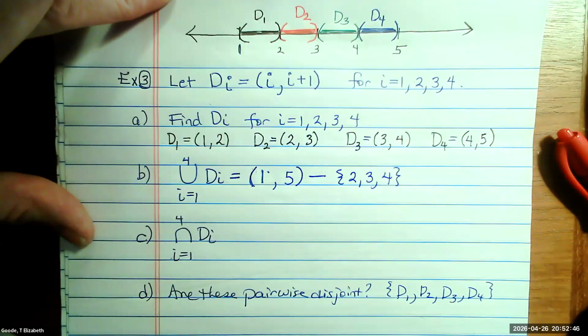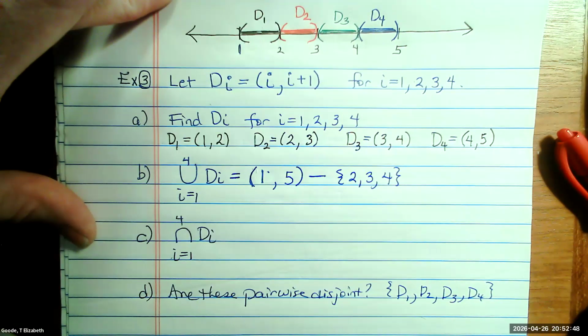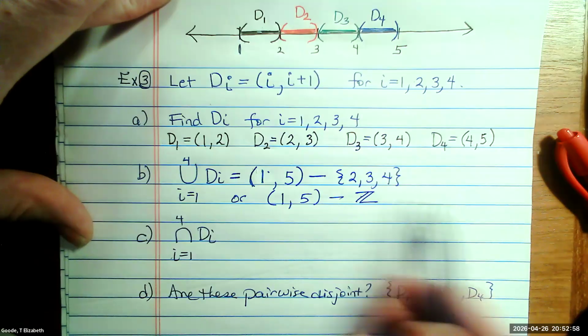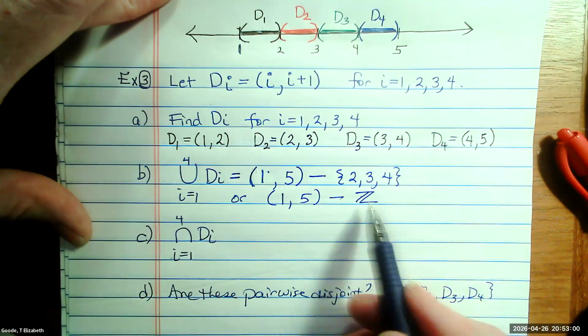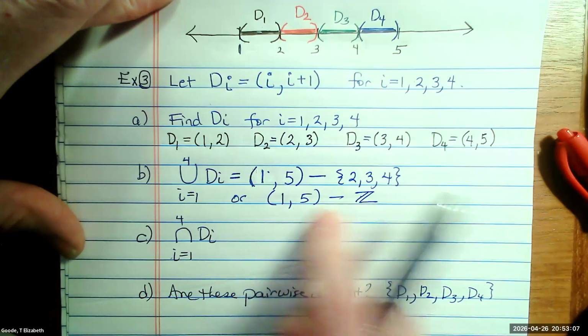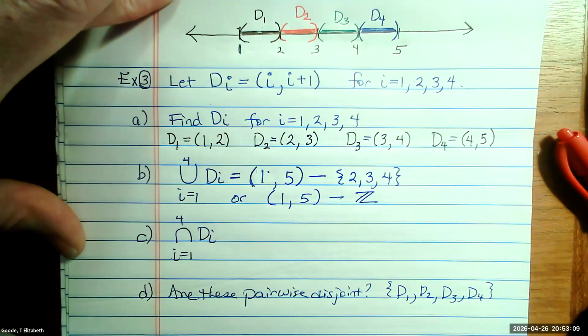Ah, subtraction comes in handy. Actually, you could say (1, 5) and subtract all of Z. It doesn't matter if we subtract more than is actually in there. Remember, like 25, we could subtract it away, but it was never in there in the first place, so nothing happens. Now, what about the intersection?